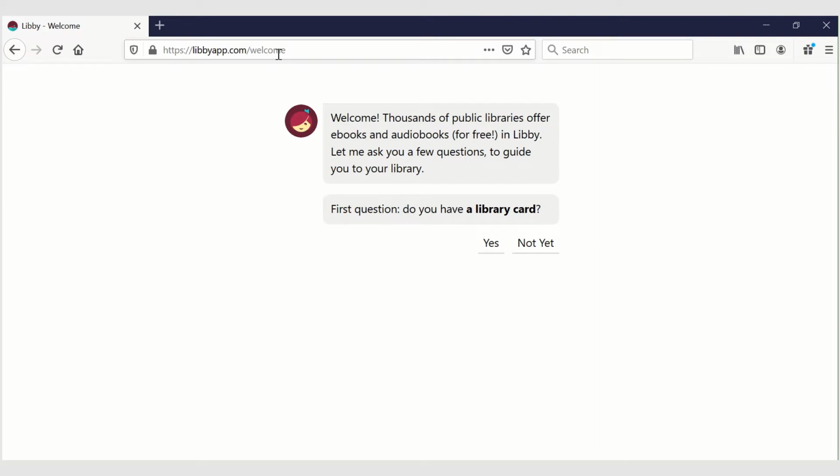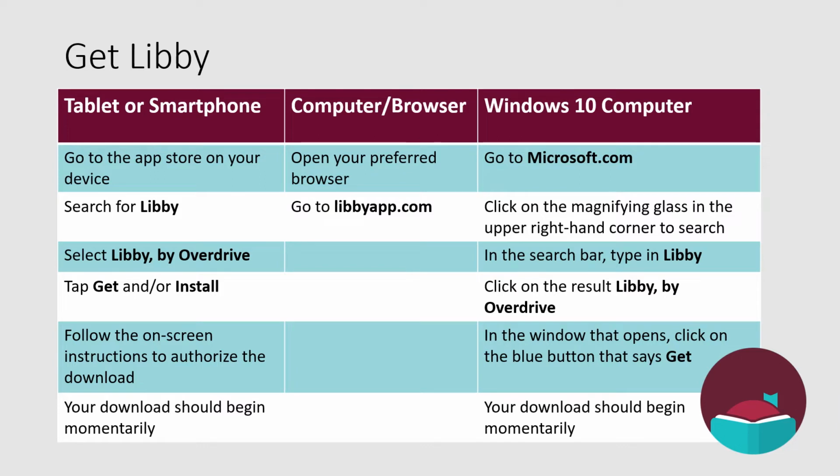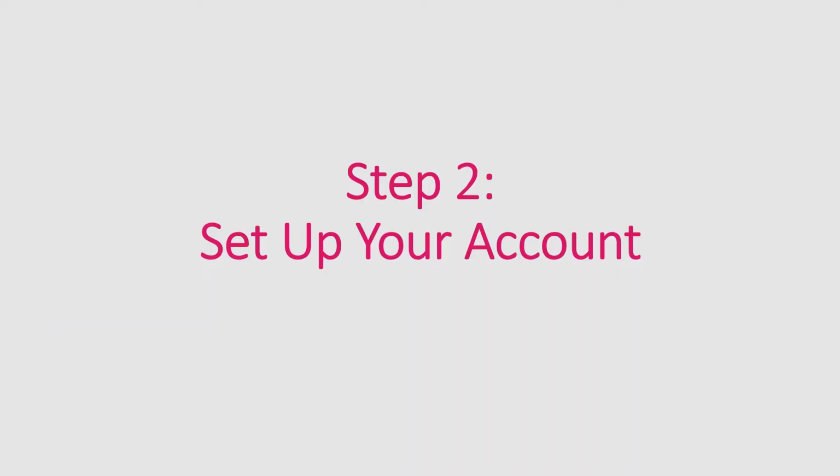If you're a Windows 10 user, you also have the option to download the free Libby app from the Microsoft Store. Just go to Microsoft.com and search for Libby to get started. This chart provides step-by-step instructions for accessing Libby on your preferred device. Feel free to pause the video and follow the steps at your own pace before continuing. Now that you have Libby open on your device, you can start setting up your account.